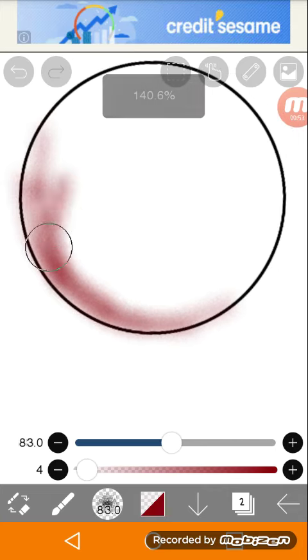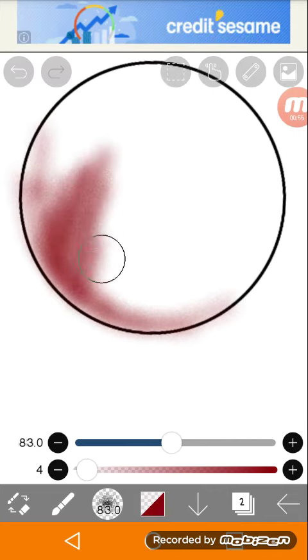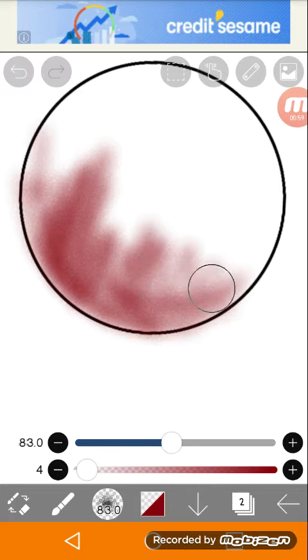There's something snazzy of me drawing blood. That's how you draw blood on IbisPaint. And that's about it.